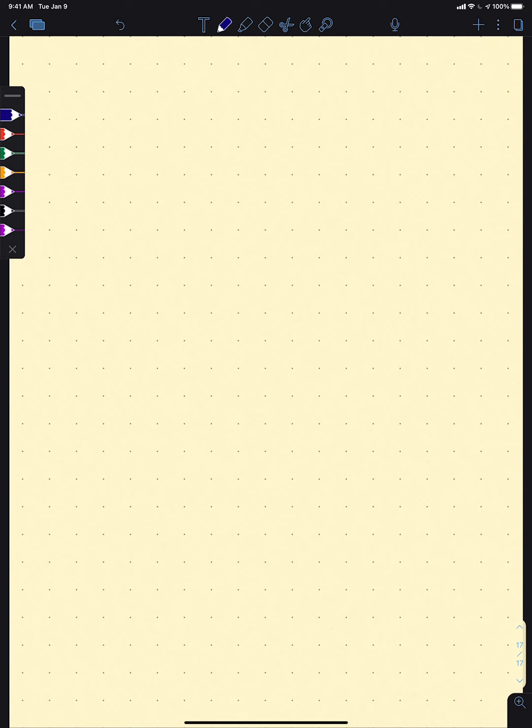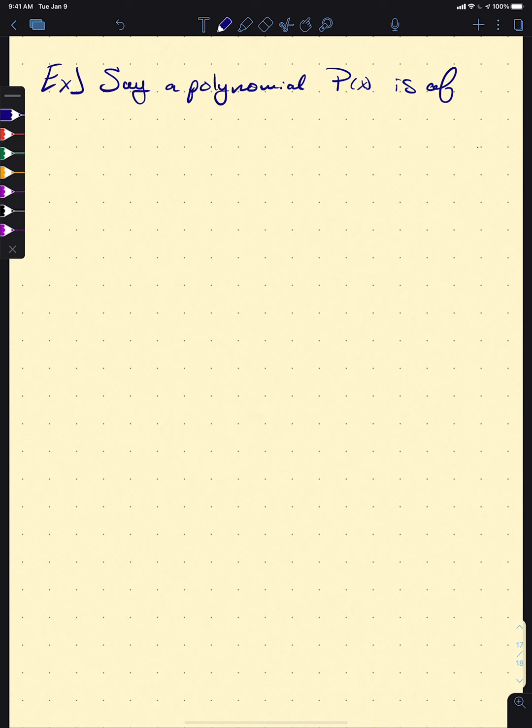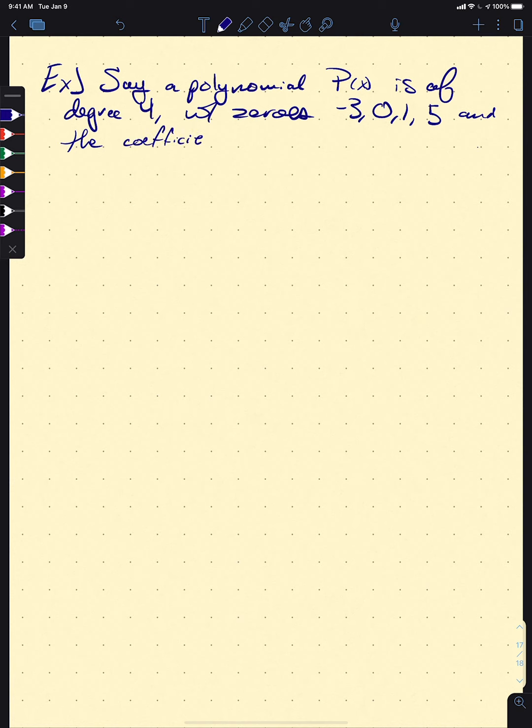We'll do one more example. These ones are a little bit tricky. So let's say a polynomial p of x, let's say it's of degree 4, with zeros -3, 0, 1, and 5. And the coefficient of the x cubed term is -6. And we want to find p of x.